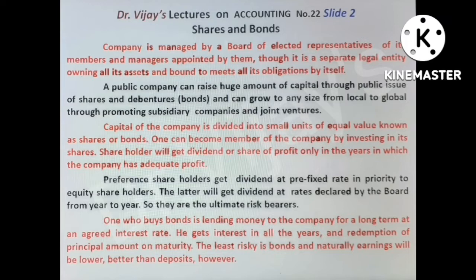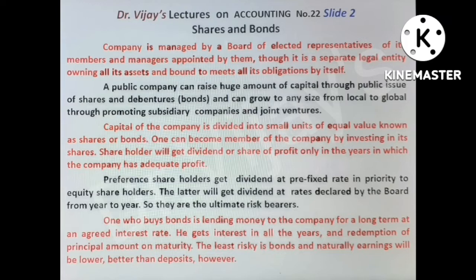Debentures means bonds, and can grow to any size from local to global through promoting subsidiary companies and joint ventures. Capital of the company is divided into small units of equal value known as shares or bonds. One can become member of the company by investing in shares. Shareholder will get dividend or share of profit only in the years in which the company has adequate profit. Preference shareholders get dividend at pre-fixed rate in priority to equity shareholders. The latter will get dividend at rates declared by the board from year to year. So they are the ultimate risk bearers.